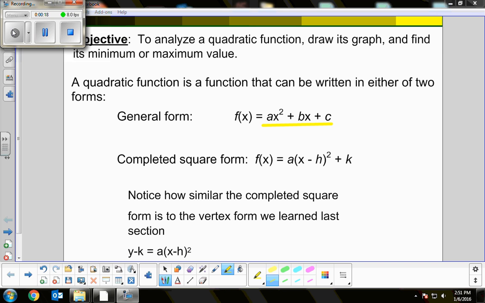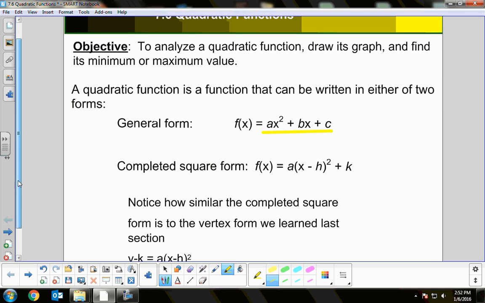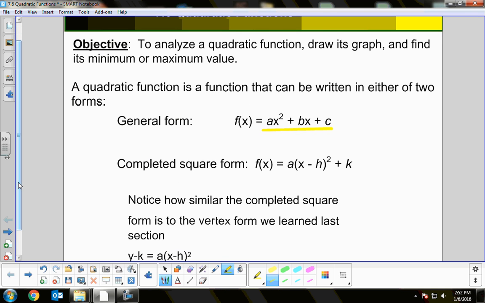So we're doing 7.6 today, quadratic functions. Now, our goal is to analyze a quadratic function and draw its graph, and we want to be able to find its minimum or maximum value. It's going to be very, very similar to the work that we did in lesson 7.5.